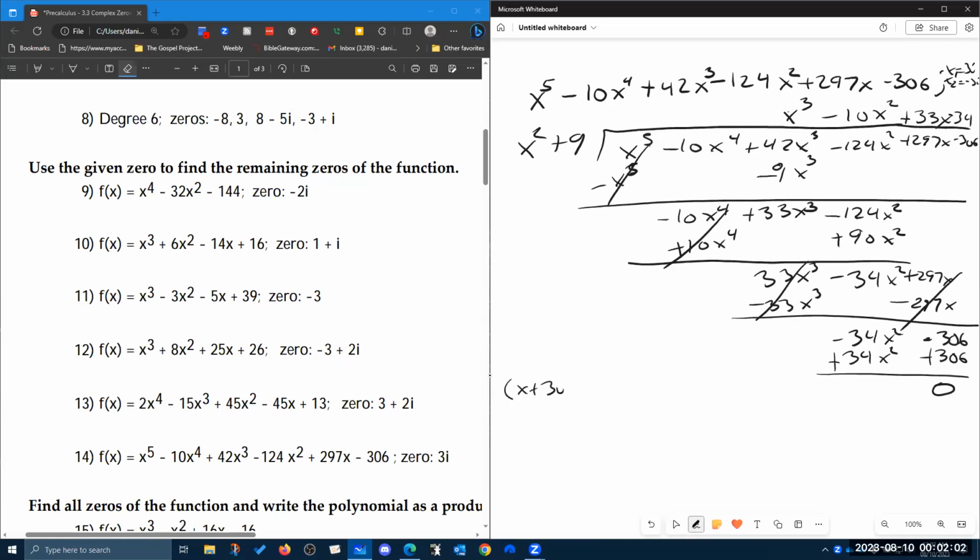This is an x plus 3i, x minus 3i, x to the 3rd minus 10x squared plus 33x minus 34. We cannot factor by grouping on that one, so we need to use some of our other techniques from before with the rational root theorem. Factors of 34 are 1, 2, 17 and 34. Factors of 1 are 1.